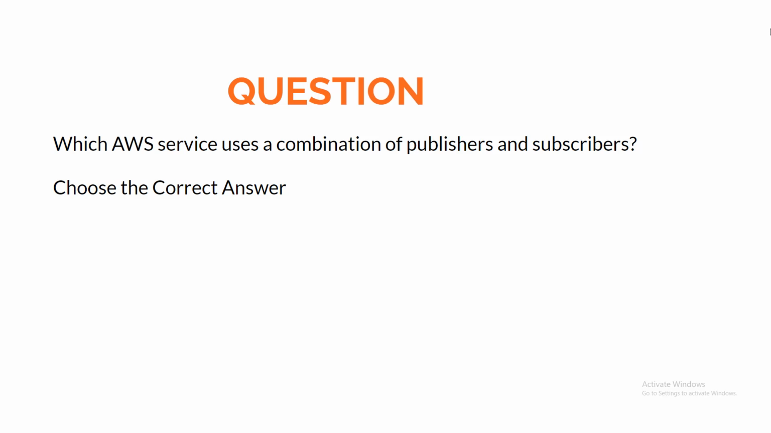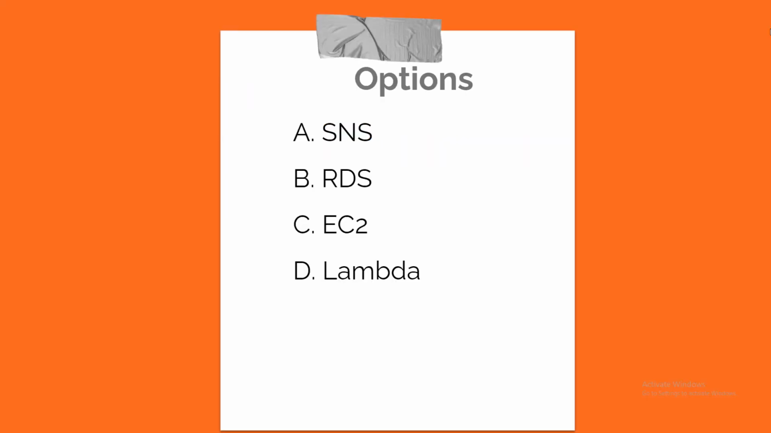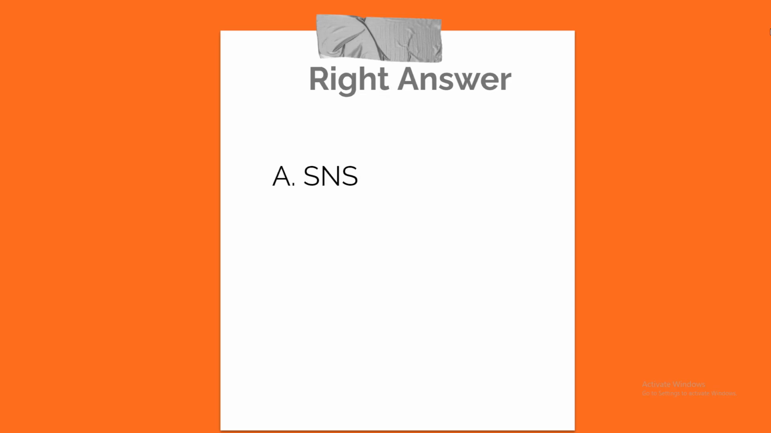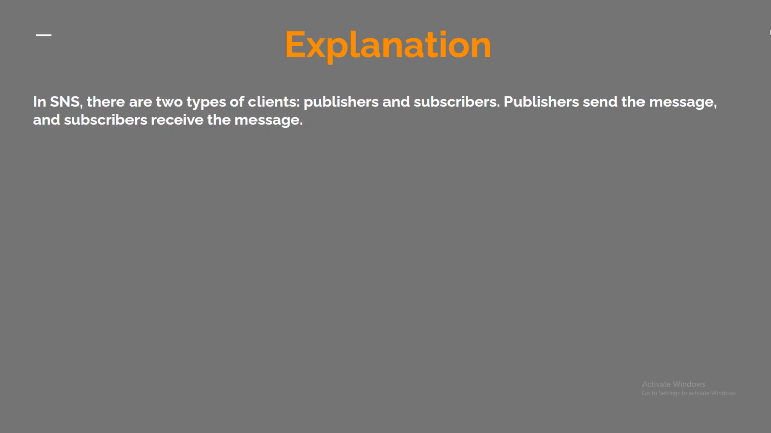Question: which AWS service uses a combination of publishers and subscribers? Choose the correct answer. A. SNS. B. RDS. C. EC2. D. Lambda. Answer: A. SNS. Explanation: in SNS, there are two types of clients: publishers and subscribers. Publishers send the message and subscribers receive the message.